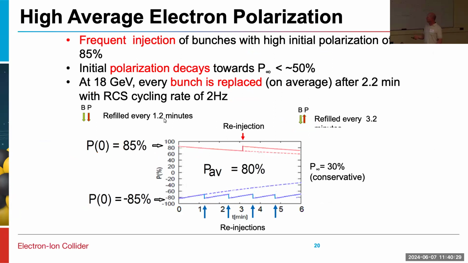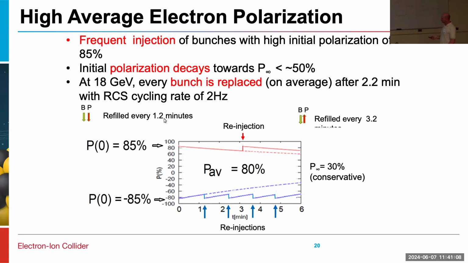So this is how that looks now. This plot here shows, in a cartoon, the 18 GeV situation. I have bunches from some magic pre-accelerator that I don't want to go into here, that are 85% polarized with positive or negative polarization, which means up or down. And then I inject them, and then of course the polarization decays. And when it reaches some 70% in this case, I kick out that bunch and replace it with a fresh one with 85% polarization. So I get the sawtooth behavior here.